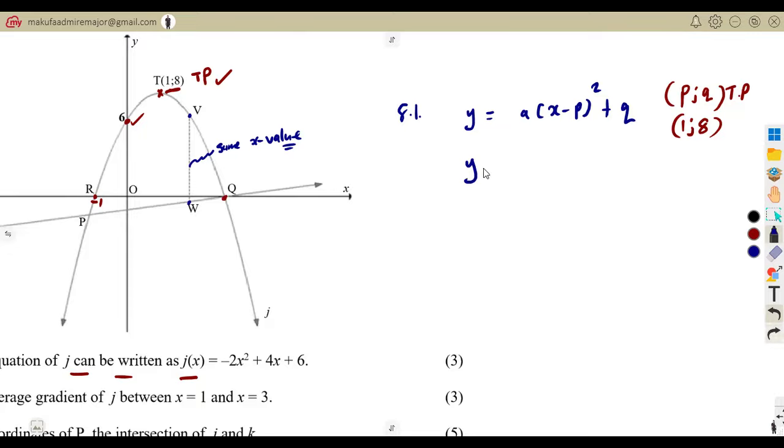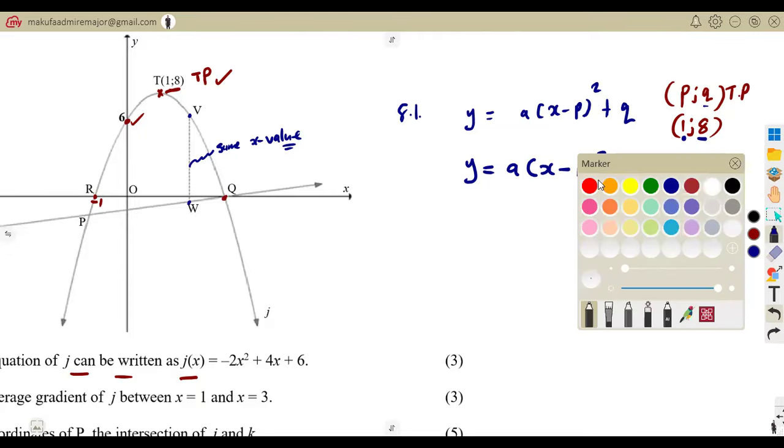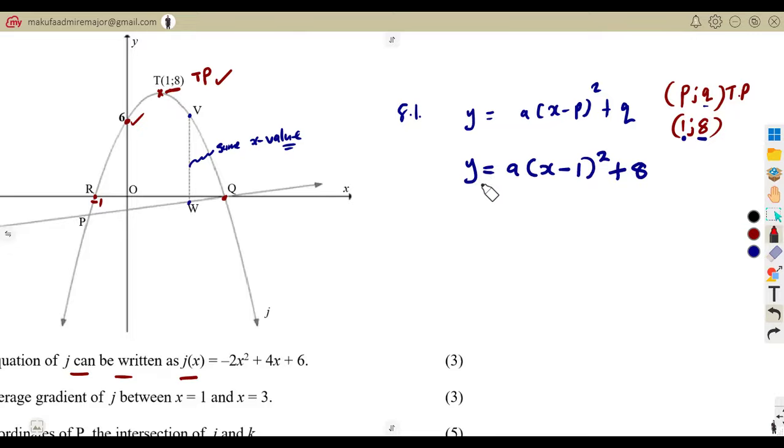So meaning to say y is equal to a into x minus this one. So that's x minus 1 squared plus q. Q is not affected. Q remains as it is, meaning 8 remains as it is. All right, we have substituted the turning point. So what can we do now? Is there another point that is given? Yes, there's the y-intercept. Remember, the y-intercept is the point 0, 6.